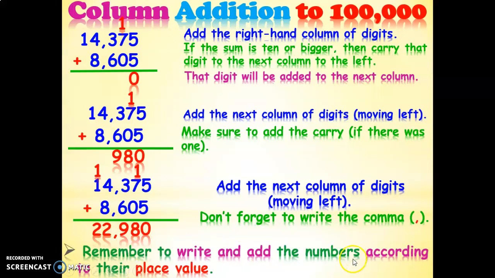Remember to write and add the numbers according to their place value. Always start with ones place, move to the left to tens place, hundreds, thousands, 10,000s, and again, don't forget to write the comma on your final answer.